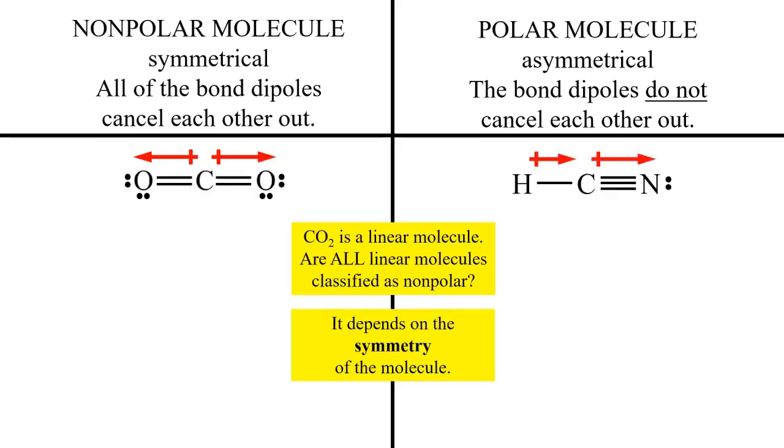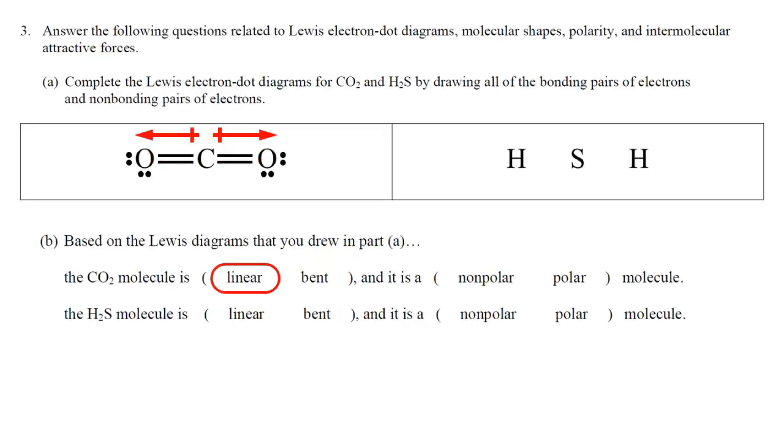Here's an example. So this is a hydrogen bonded to a carbon bonded to a nitrogen. There's a single bond on the left, there's a triple bond on the right, and so this molecule, HCN, does not have that same symmetry that carbon dioxide does. So these are different atoms. There's a hydrogen, a nitrogen, so these bond dipoles do not cancel each other out. So could a linear molecule be either polar or non-polar? And the answer is yes. It depends on the symmetry of the molecule. All right, so now we know that CO2 is linear and non-polar.